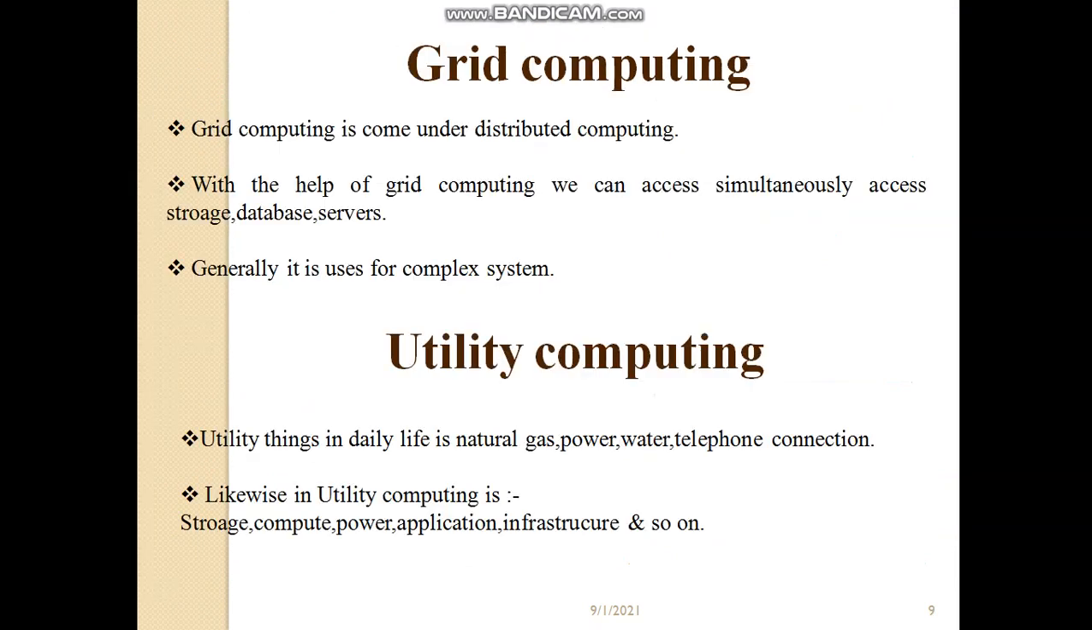The next is grid and utility computing. Grid computing comes under distributed computing. With the help of grid computing you can simultaneously access resources like storage, database, server, and so on. And we can say cloud computing is a successor of grid computing.